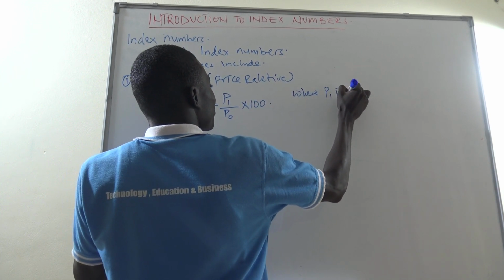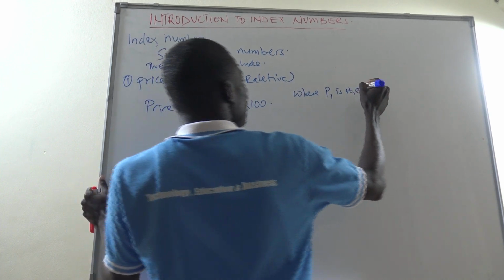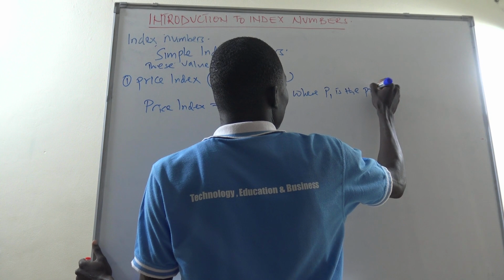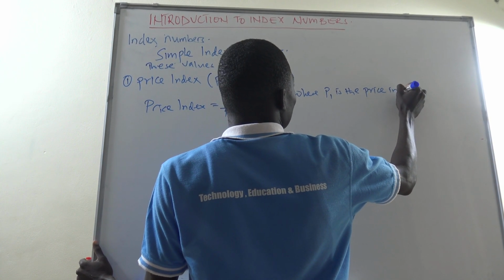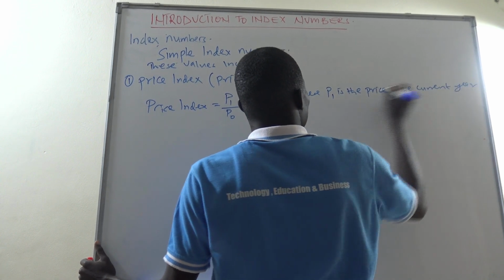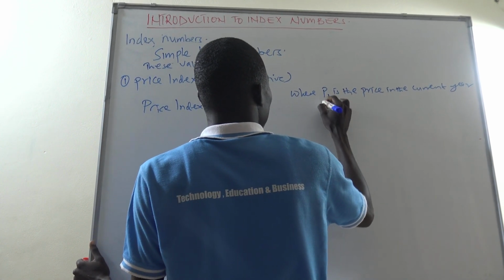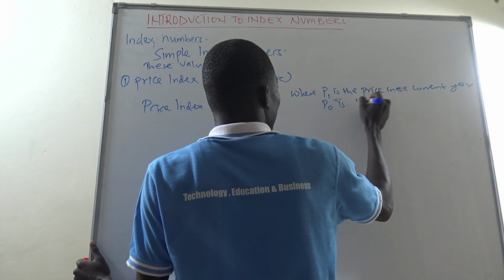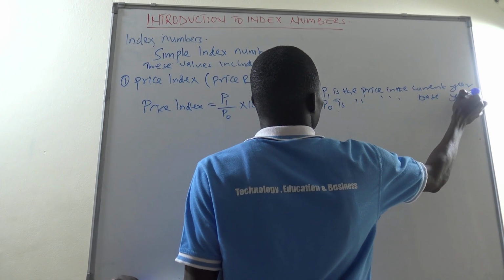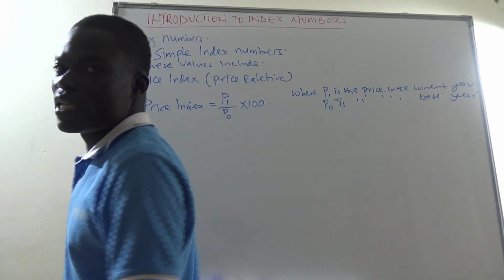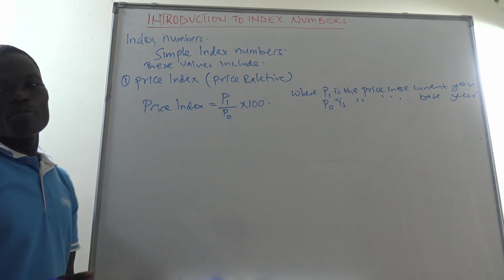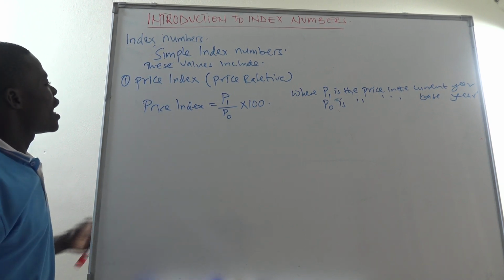where P1 is the price in the current year, and P0 is the price in the base year. So that's how we calculate the price index as our first simple index number.